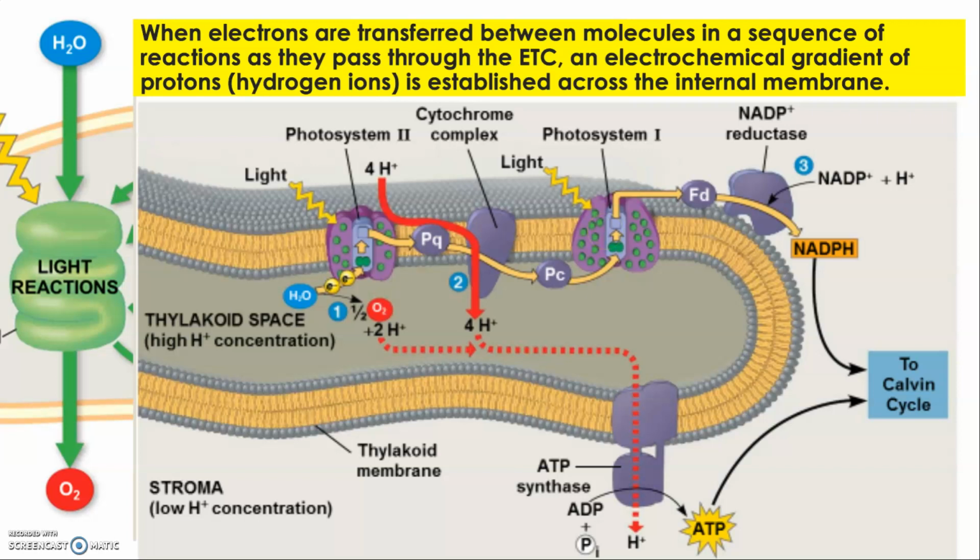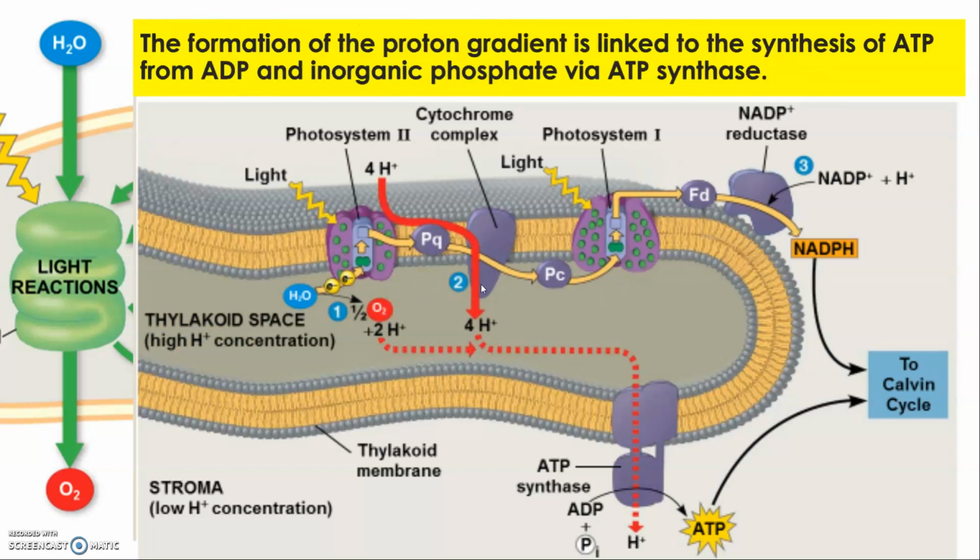I already explained this. As the electrons flow down this ETC, they contribute to the accumulation of a high H+ concentration on the inside of the thylakoid. This is what leads to the production of ATPs when these H pluses go through ATP synthase and allow this machine to combine ADPs plus phosphates to make ATP.